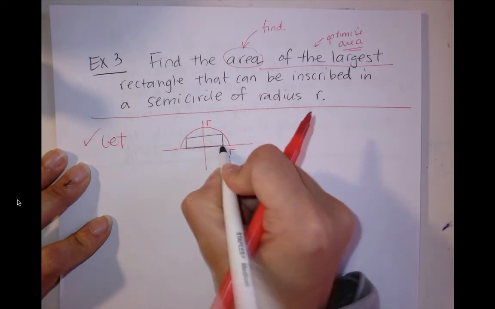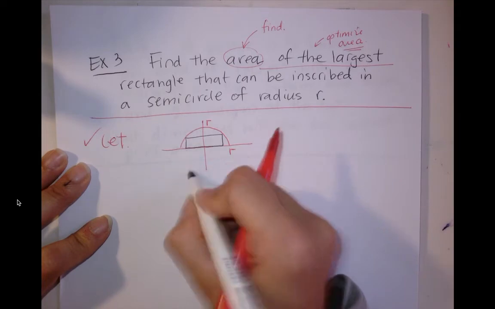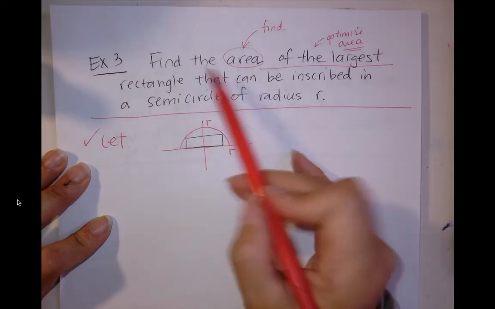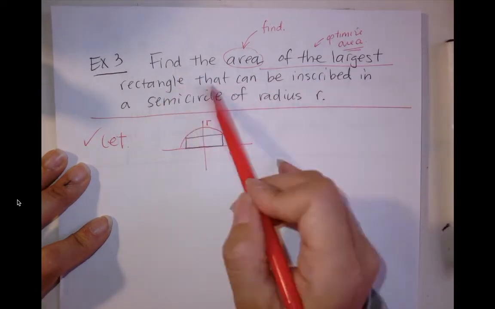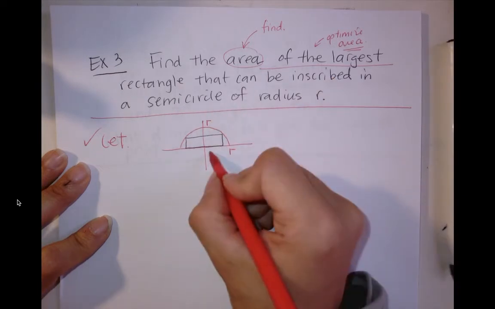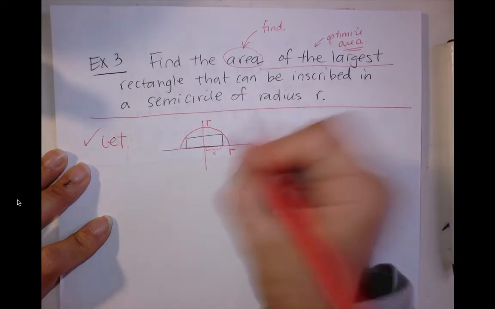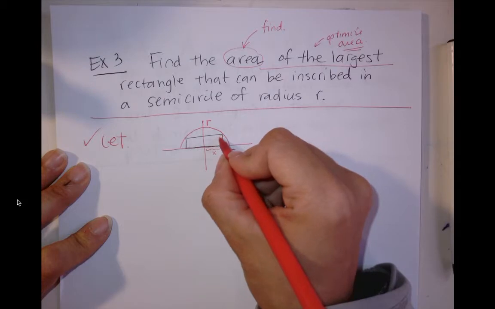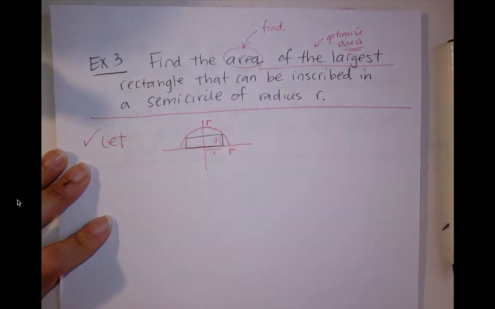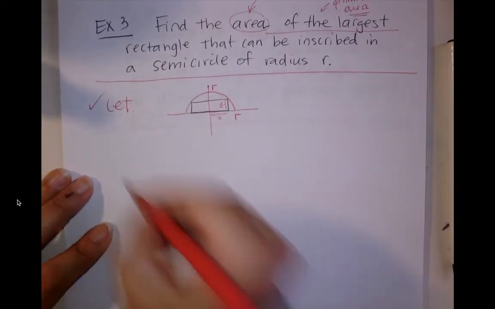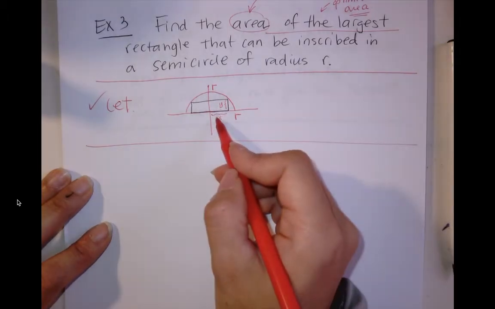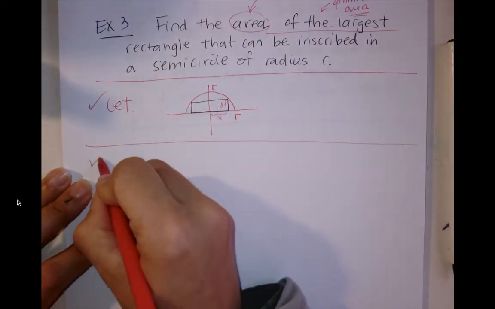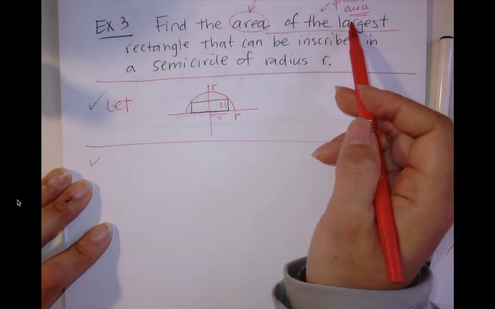In the homework, you have one where the circle goes all the way around. So find the area of the largest rectangle that can be inscribed. I'm going to let this distance here be x, and this distance here be y. Those are the variables I'm going to use. Now, I need to come up with a function for the area.